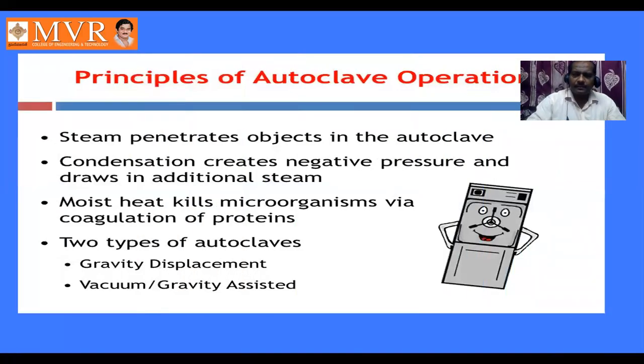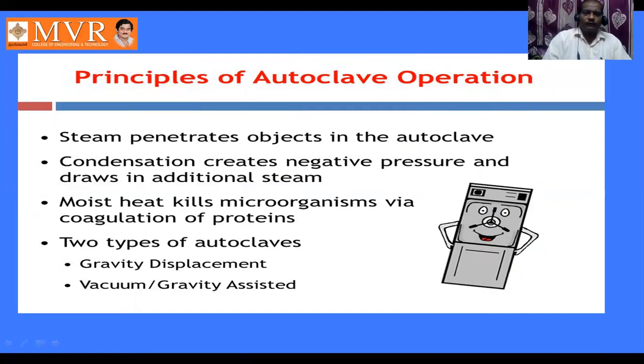So what is the basic principle of autoclave operation? Steam penetrates objects in the autoclave. Next, condensation creates negative pressure and draws in additional steam. Moist heat kills microorganisms via coagulation of proteins. Here two types of autoclaves are written: gravity displacement and vacuum or gravity assisted.